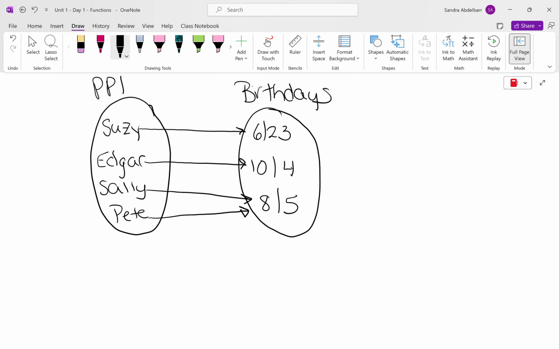So basically, if the people are our x's, our birthdays are our y's. So our input is x, our birthday is our output. We can repeat our output, but we cannot repeat our input. So we can repeat the y, but we cannot repeat the x. That's what this means.